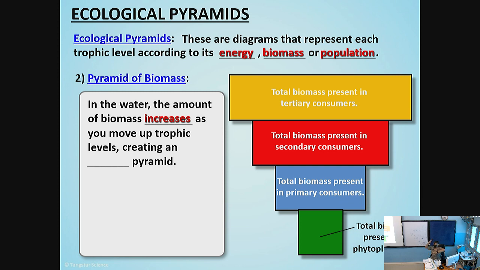Remember, if you are in the terrestrial ecosystem or land ecosystem, the pyramid looks like this one. So from bottom to top, what happened to energy? Decrease. If you have the aquatic ecosystem like this one, what happened to the energy? Increase, decrease. The answer is increase, right?